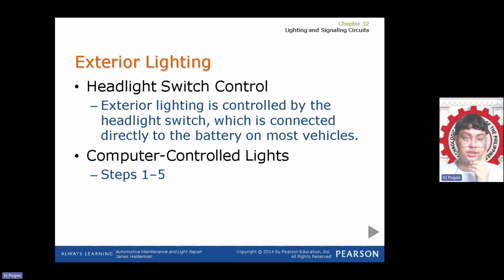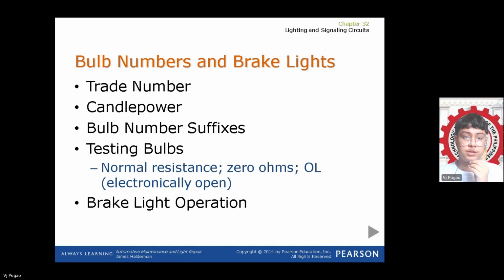So our first discussion is exterior lighting, headlight switch control. Exterior lighting is controlled with the headlight switch, which is connected directly to the battery on most vehicles. Computer controlled lights, steps 1 to 5. So, bulb numbers and brake lights.